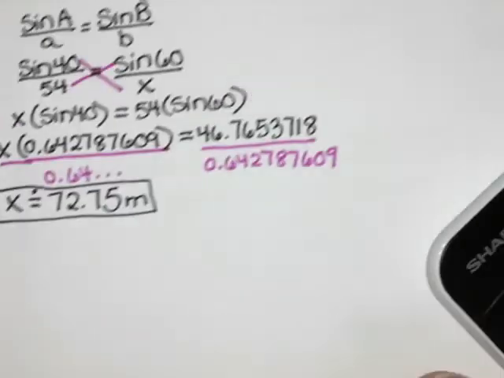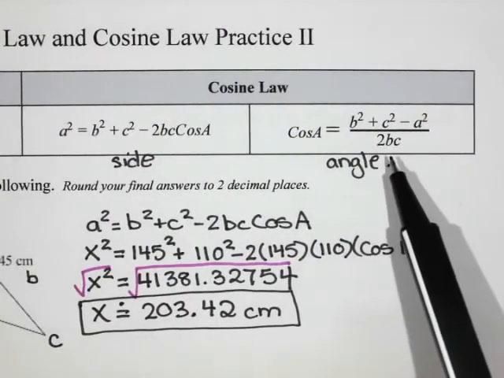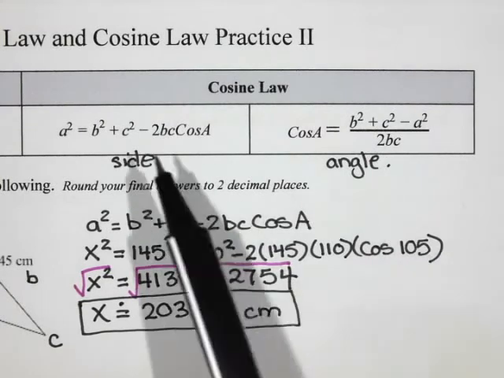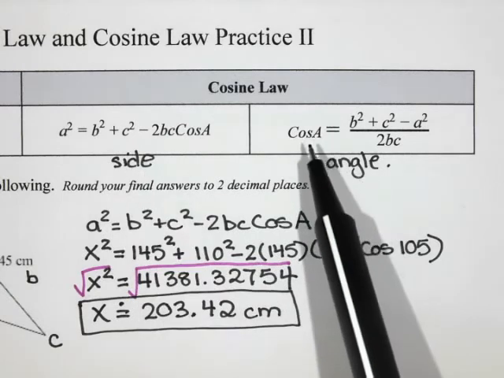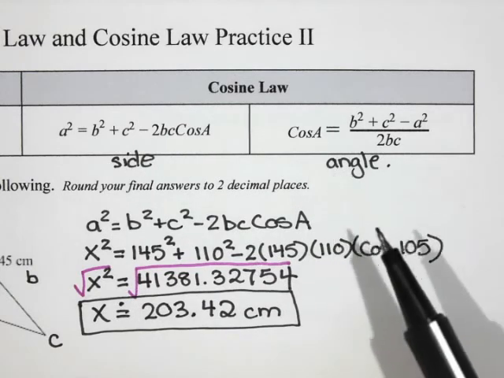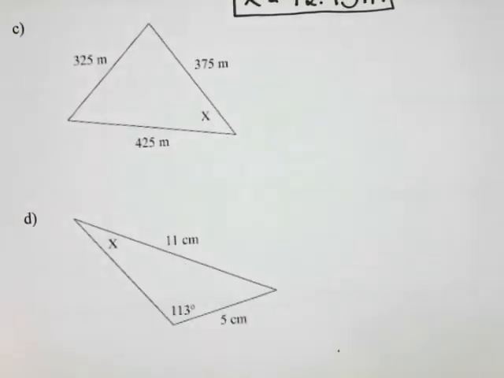Now, there are two different formula options up here for cosine law. So how do I know which one to pick? Well, it depends. I would use this formula if I'm trying to solve for a side, and this formula if we're trying to solve for an angle. And in this question, we are trying to solve for an angle. So I'm going to use that second formula.